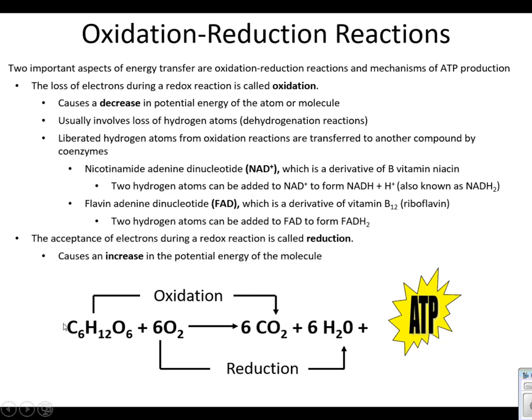Now, for this process to occur, we also need oxygen. Those electrons and hydrogens that were swiped from glucose end up going to oxygen, and that forms a little bit of water, what we call metabolic water. But that's not the purpose of this reaction. The whole purpose is over here on the right, production of ATP.